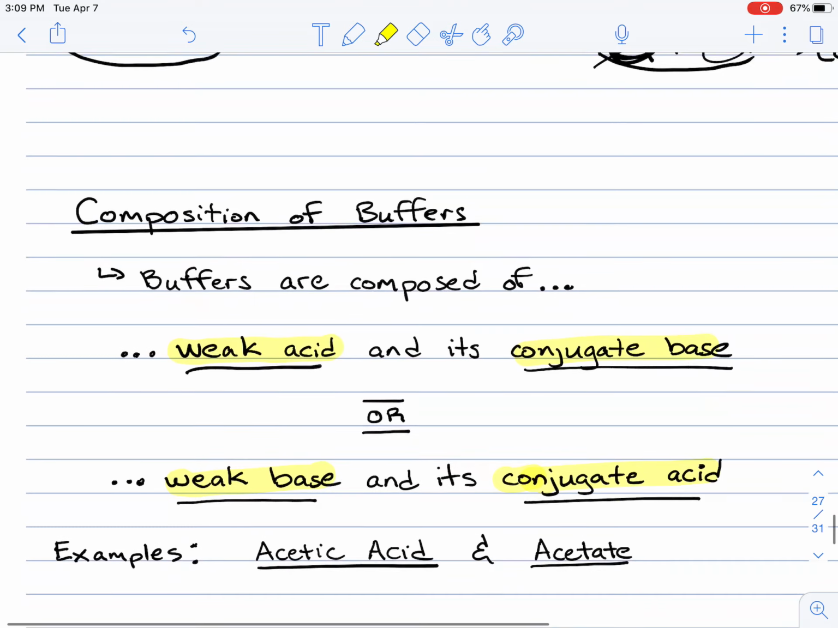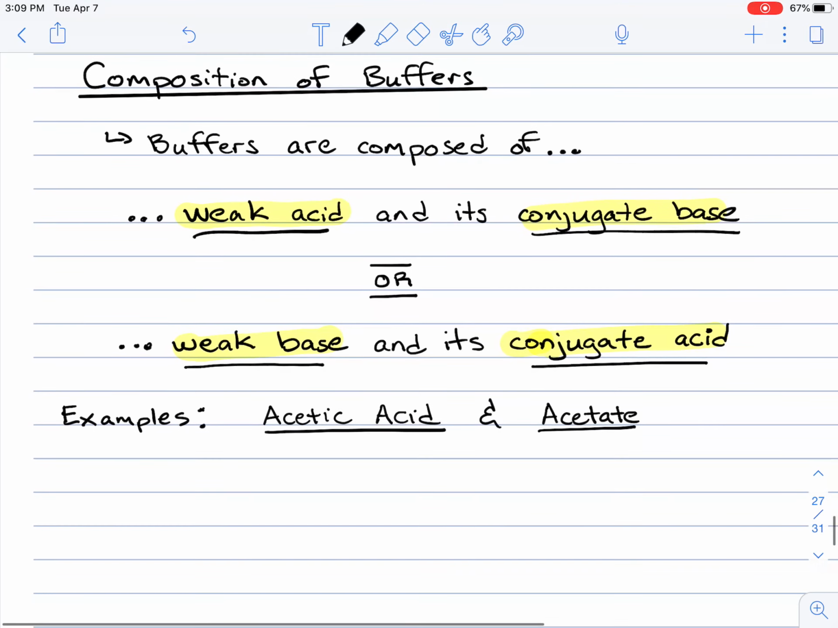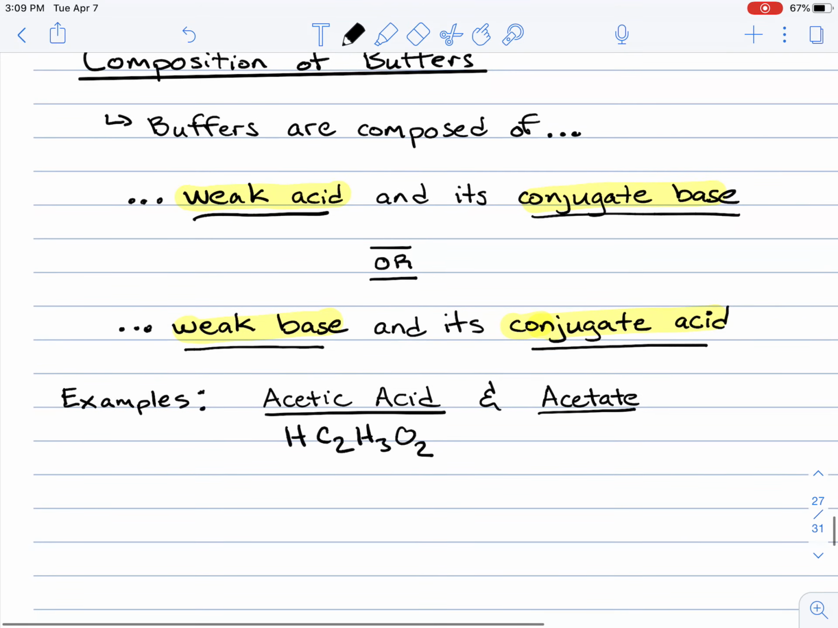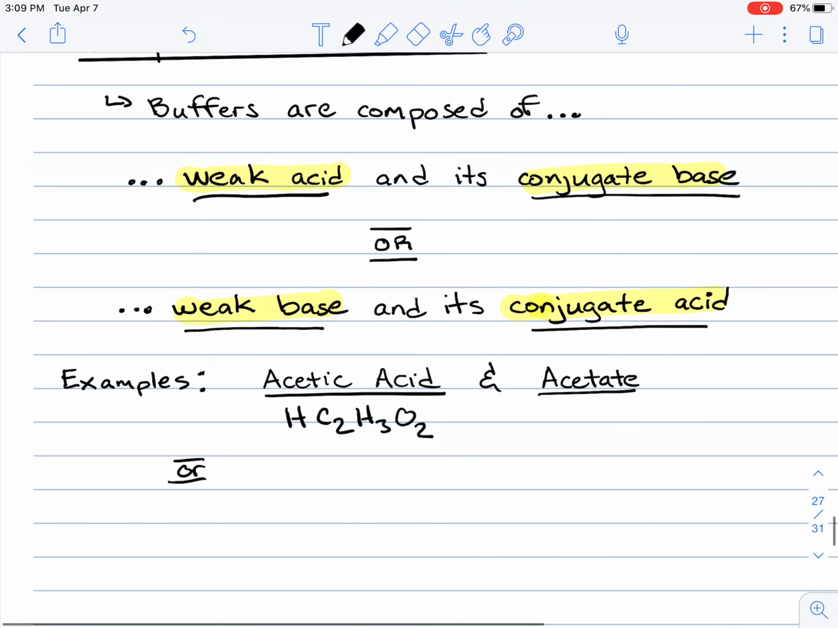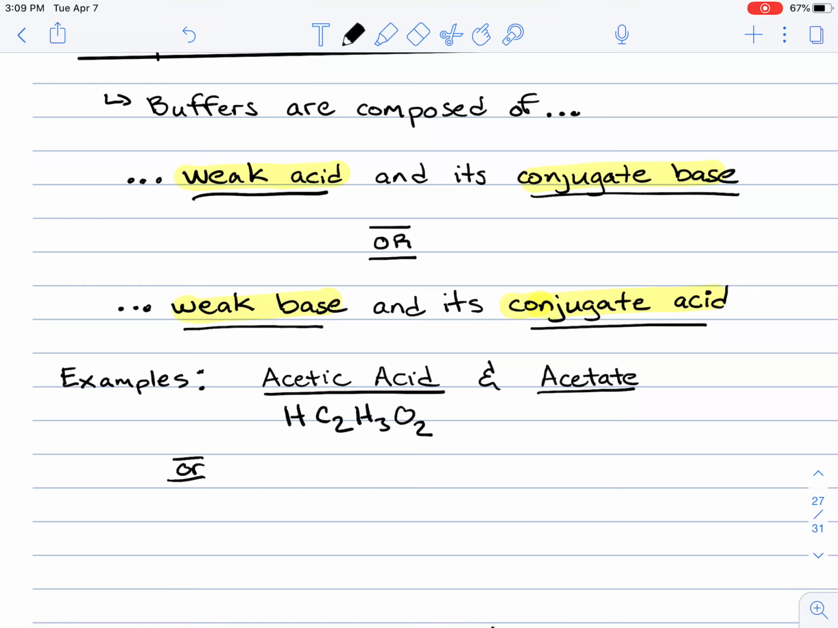All right, so let's look at an example. One example is acetic acid and its conjugate, which is acetate. The chemical formula for acetic acid is HC2H3O2. There are actually other chemical formulas for acetic acid that you might run across.